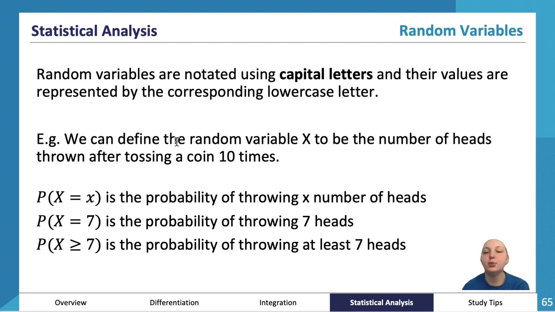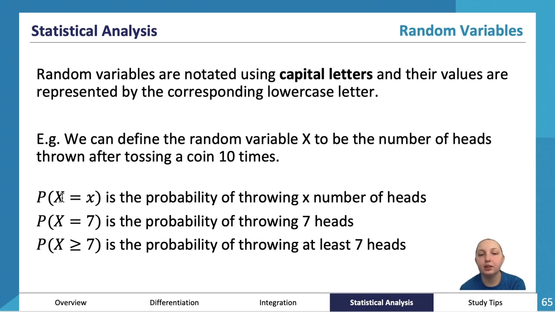Okay, so for example, we can define the random variable big X, so capital X, to be the number of heads thrown after tossing a coin 10 times. So the probability of the random variable X equals little x, or lowercase x, is the probability of throwing lowercase x number of heads. The probability that we throw heads 7 times is the probability of throwing 7 heads. The probability of heads being greater than or equal to 7 is the probability of throwing at least 7 heads. That's really all there is to it.